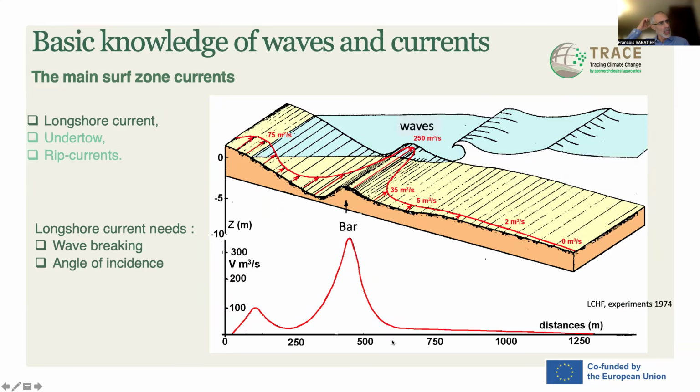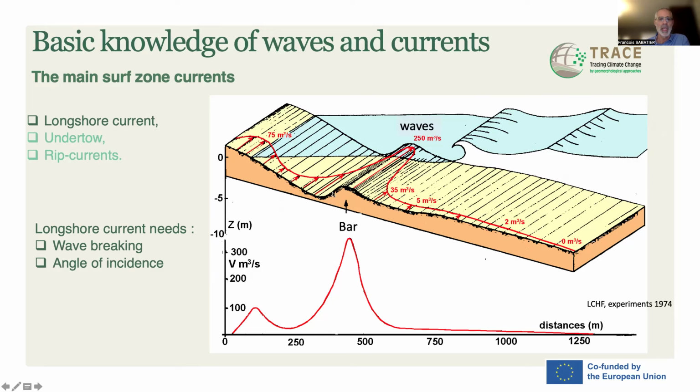Well, very important is the current in the surf zone, because they are very strong. So a few pieces of information about these currents. We can define three main currents. The longshore current, the first one, which is the stronger. And this current appears when the waves are coming with a small angle to the shoreline. If it is perpendicular waves, you do not have this current. This current is parallel to the shoreline.